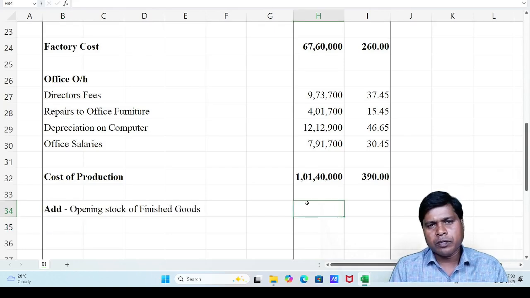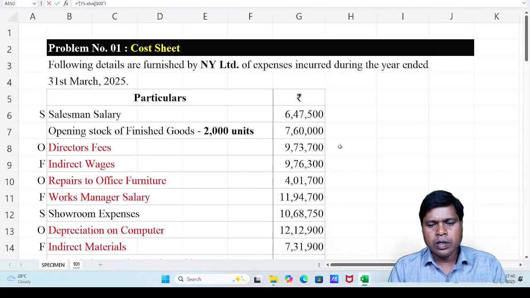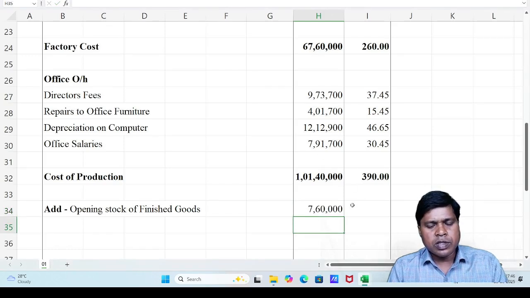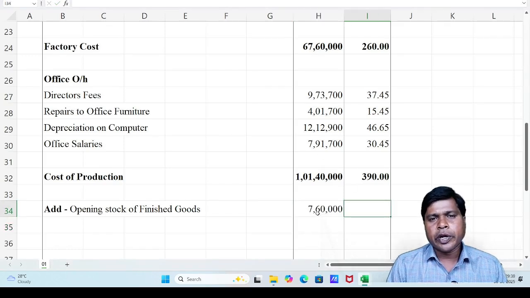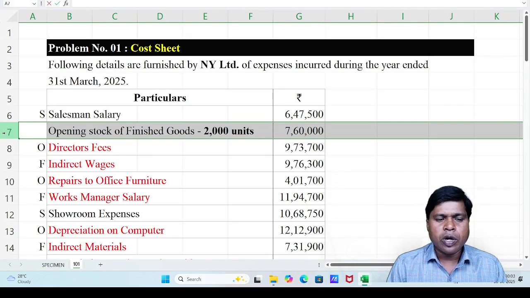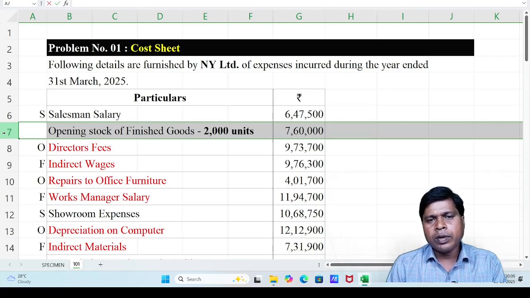Amount of opening stock of finished goods is given in the question. You can see 7,60,000. Student, after recording amount of opening stock of finished goods, we have to calculate per unit rate or cost per unit of opening stock of finished goods. Here don't calculate divided by 26,000 because previous year number of goods are given in the question. We have to check. You can see the screen. Opening stock of finished goods 2,000 units, 7,60,000. For our information, we can write there in bracket 2,000 units.